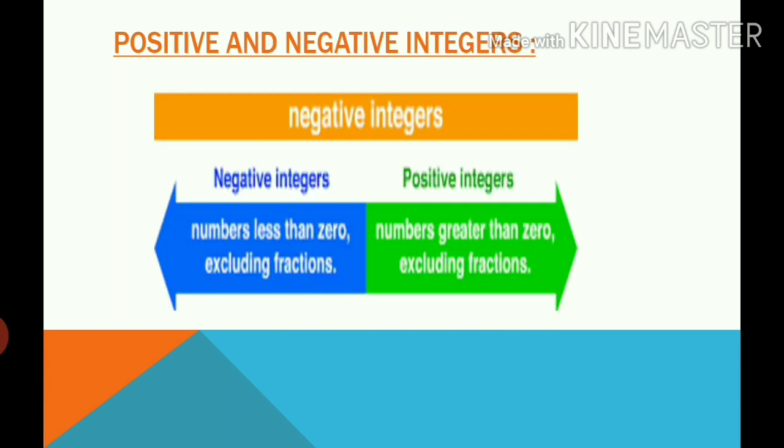Okay, let's come to positive and negative integers. First, see negative integers. Numbers less than 0 excluding fraction. In negative integers, we are just having whole numbers. We will not include fractions, mixed numbers, decimal numbers in negative integers. Just whole numbers which are less than 0 are negative integers. In the same way, positive integers are whole numbers with positive sign with them and they are greater than 0. Remember that in positive integers we are not having fractions, decimal numbers and mixed numbers. Positive integers and negative integers are whole numbers.